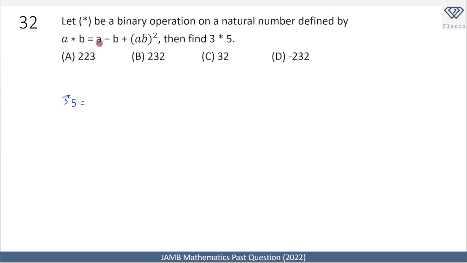we're going to take the first number, a, in this case 3. Then we're going to minus the second number, which is b, in this case 5. Then we're going to multiply both numbers together and square them. So we have 3 minus 5 plus (3 times 5) squared, and it's as simple as that. So that is 3 minus 5 plus 15 squared. And what is 15 squared? 15 squared is 225.